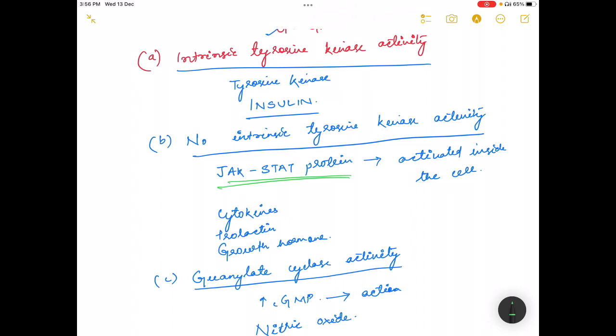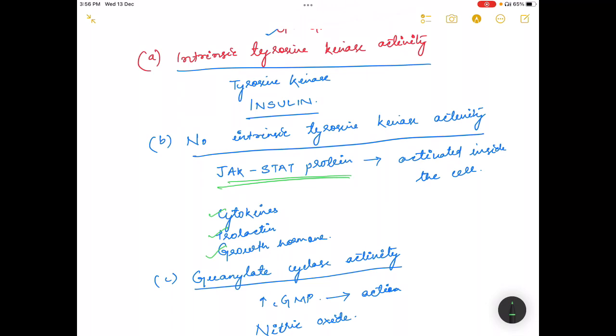This JAK-STAT protein is activated inside the cell. What it does is it recruits the tyrosine kinase from the cytoplasm. And these kinds of receptors are present for the cytokines, the prolactin and growth hormone.